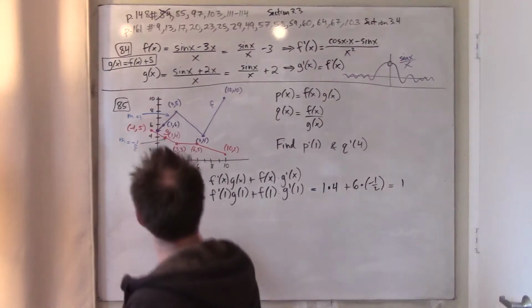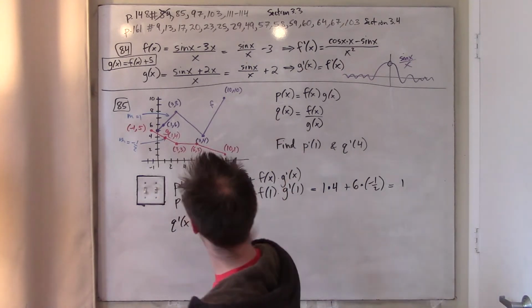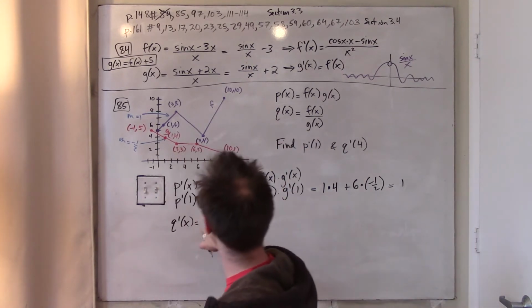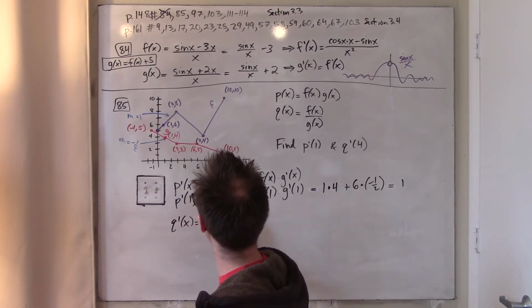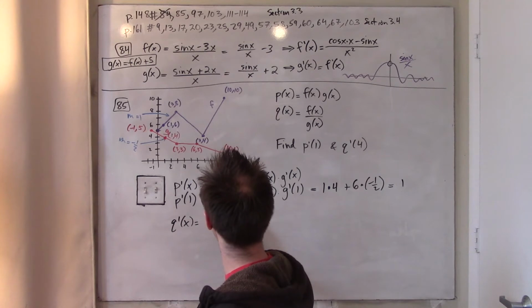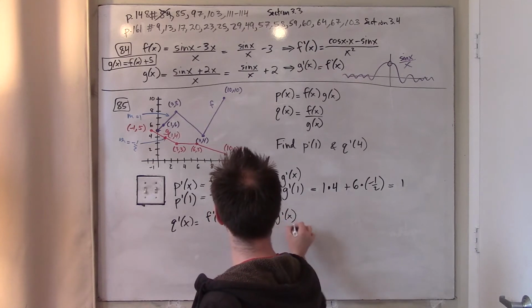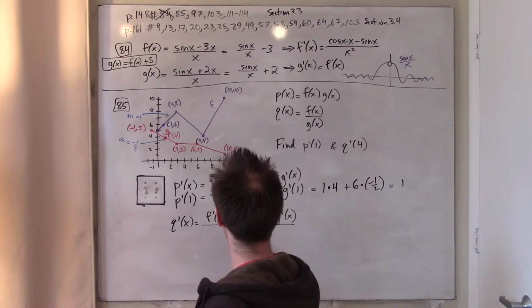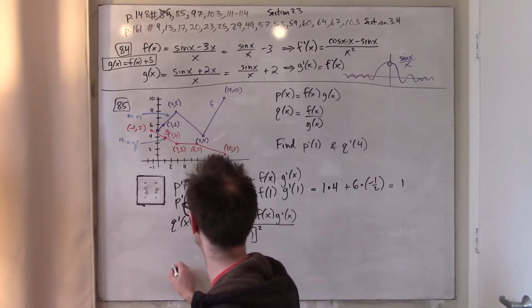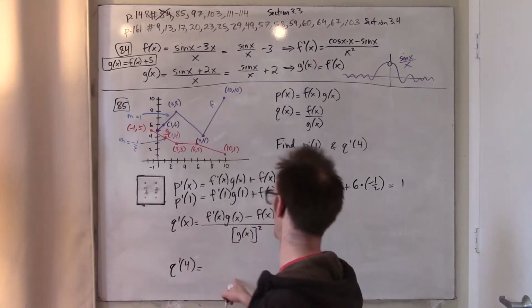Okay, let's now do q prime of x. Well, q is the quotient of two functions, so in general the derivative of q, I just use the quotient rule. It's the derivative of the top times the bottom minus the top times the derivative of the bottom, all over the bottom squared. That is the quotient rule in general, but I don't want the derivative in general, I want the derivative at 4.